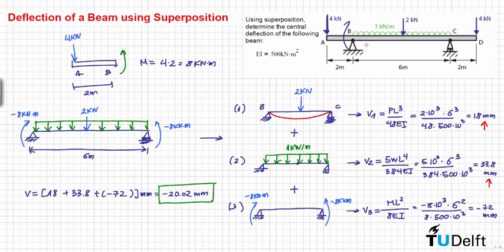This deflection is positive as well, so the deflection of this beam is like this. And we have here a negative deflection. So we have that this beam is deformed like that. So the final result is negative. So we know that the total deflection, the final deflection of the beam, is also upwards.